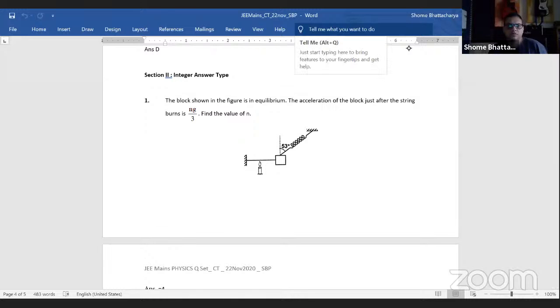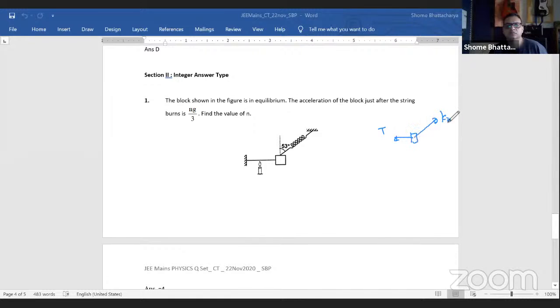Yeah, fine, Dhruv. So let's discuss the first one. What is happening here is that initially this block is in equilibrium. So initially the block is in equilibrium means that there is some tension here, some spring force kx, and there is weight mg. Okay, so you can calculate all these forces. You can use Lami's theorem or whatever.